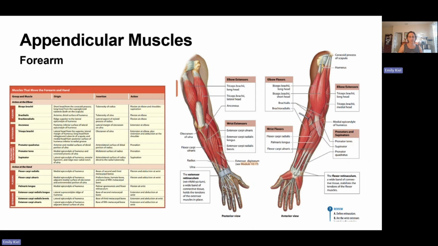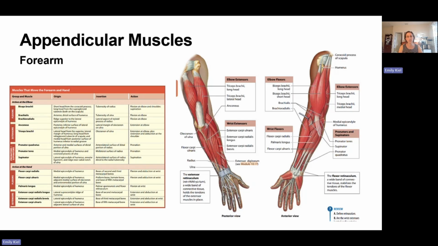We've got the muscles of the forearm. A couple of things I want to highlight are the extensor retinaculum and the flexor retinaculum. These are fibrous connective tissue that run along the posterior part of the carpus and the anterior part of the carpus. Because they're fibrous, they don't stretch. So it's kind of like there is a fixed bracelet around your carpus, or around your wrist.